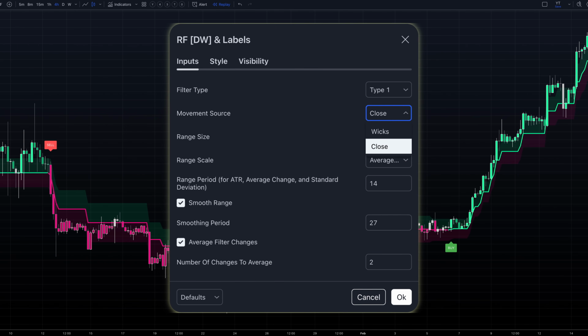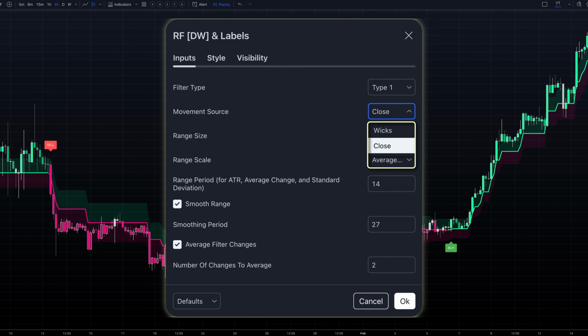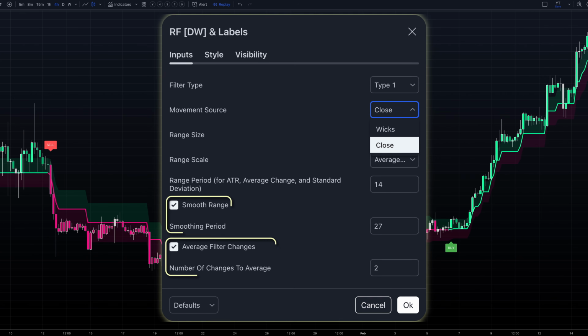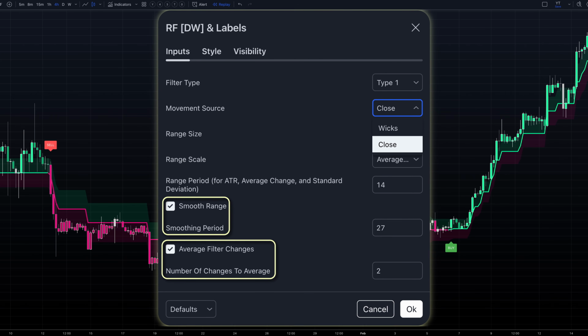You can further refine the indicator by selecting different movement sources, using wicks or close prices, smoothing ranges, and even averaging filter values over multiple changes.